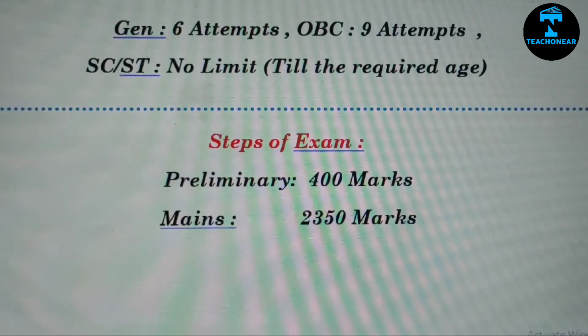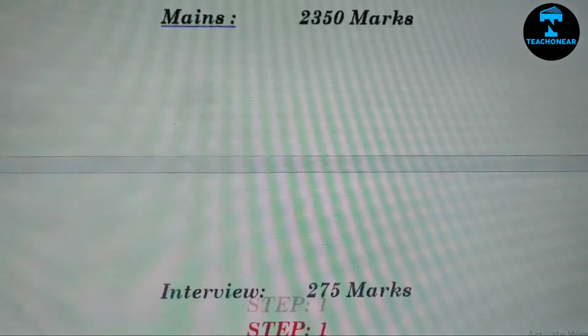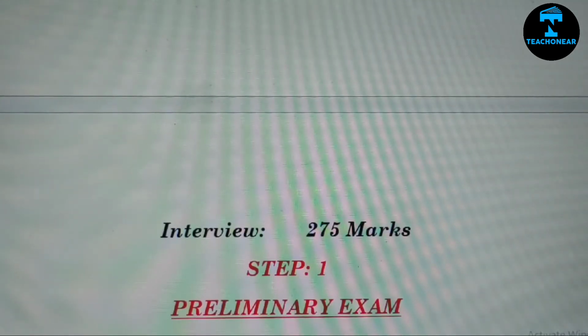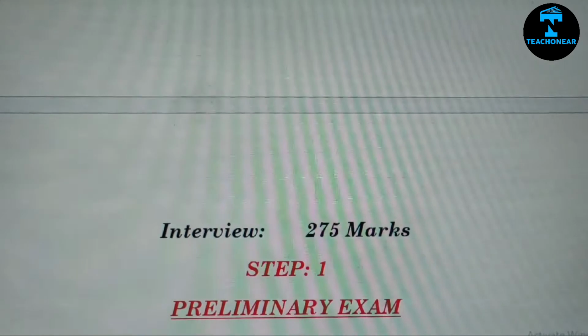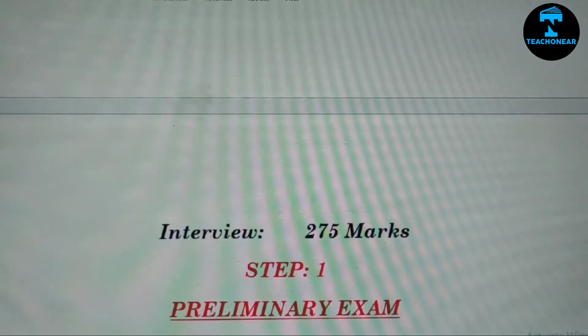Now come to the steps of exams. What are the steps of exam? There are 3 stages of exams or 3 steps of exams. Preliminary 400 marks, main exam 2350 marks, and interview 275 marks. So there are only 3 steps. First step is prelims, then mains, and then interview.